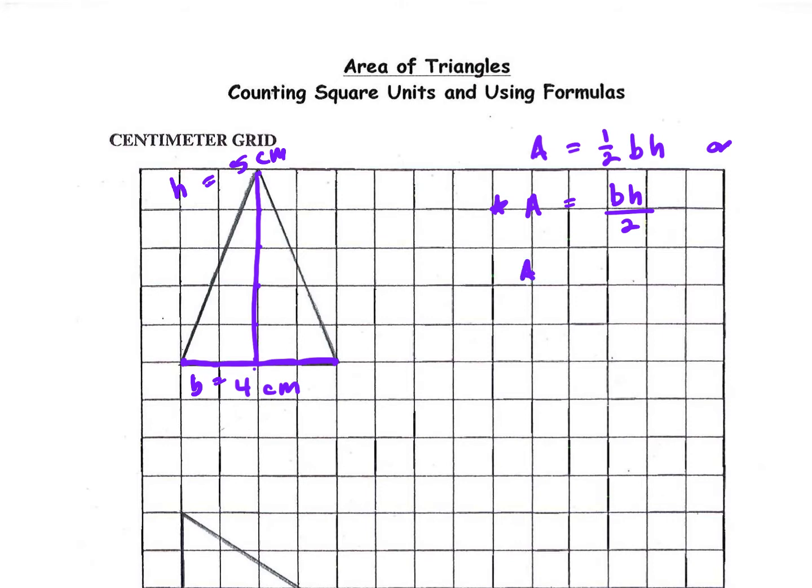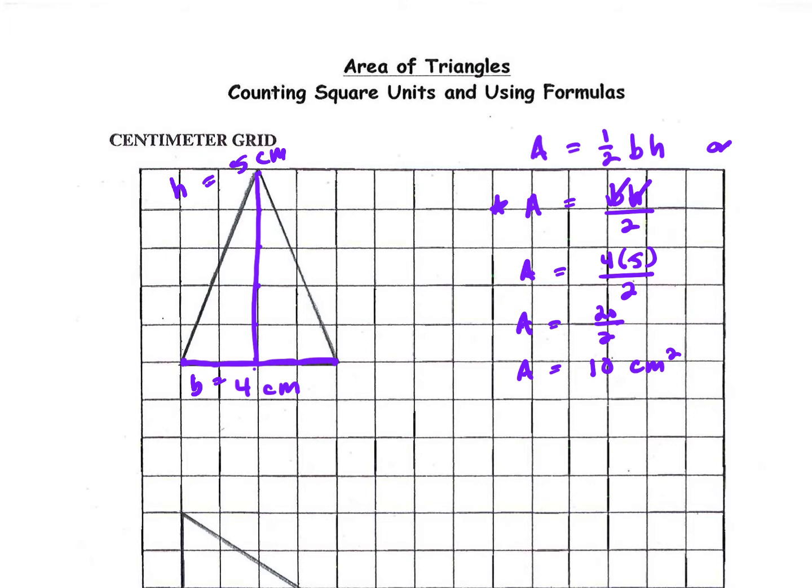So now we know what the base is. We know that the base is 4, and we know what the height is. The height is 5, and the formula says I should divide that by 2. So 4 times 5 is 20, and then we're dividing by 2. So the area of this is 10 centimeters squared.